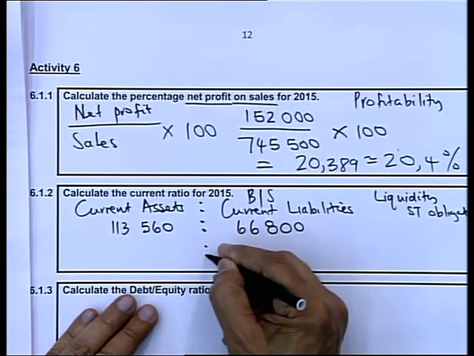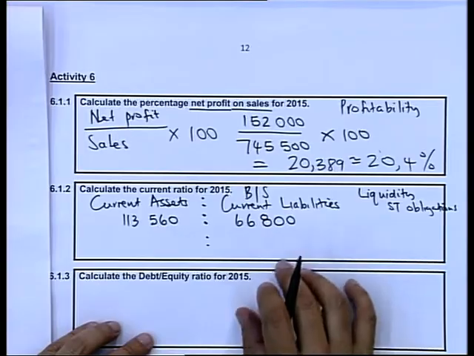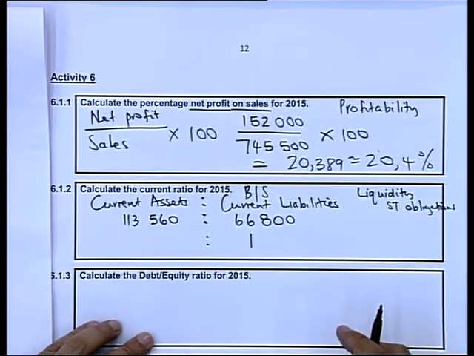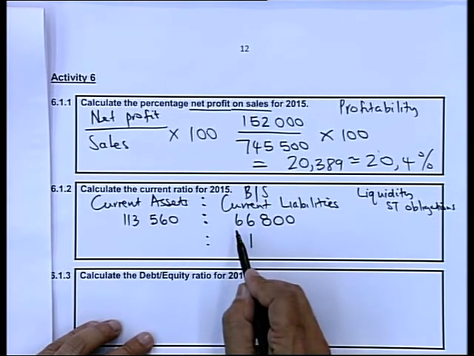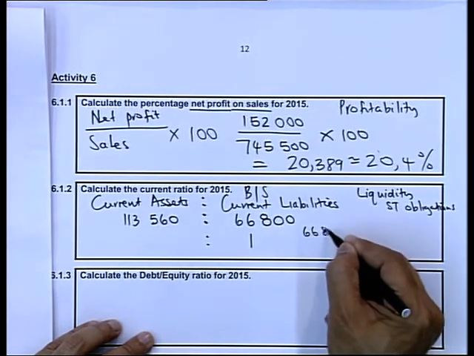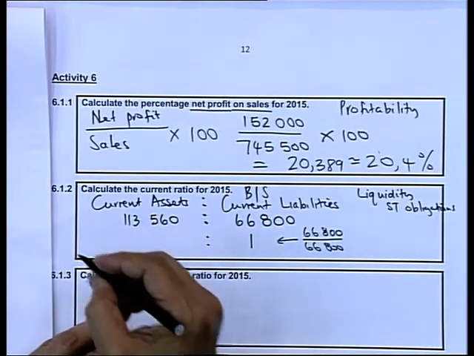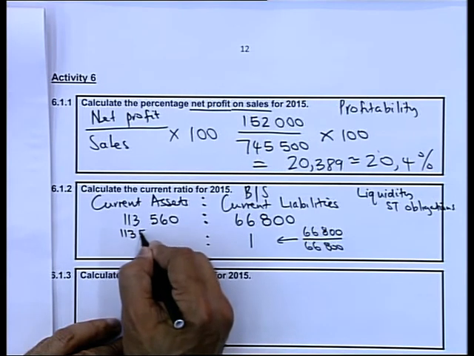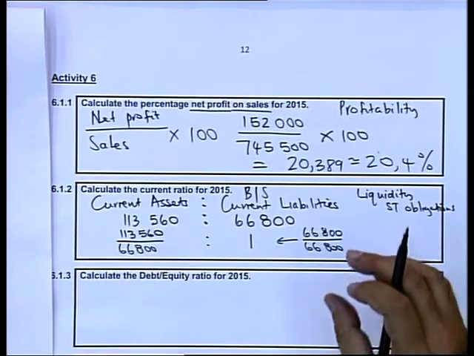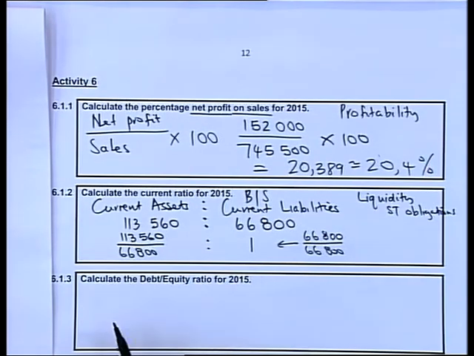Now, very important, grade 11. In accounting, when we want a ratio, you need to express the figure as something is to 1. So the figure on the right-hand side always has to be a 1. So how do I get the 1? On the right-hand side, I take 66,800 divided by 66,800. And that gives me that 1. So on the left-hand side, I have to take 113,560 and divide that also by 66,800. Because if I divide by 66,800 on the right-hand side, I have to divide by the same number on the left-hand side.